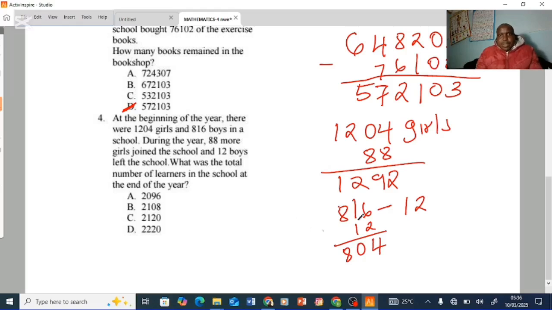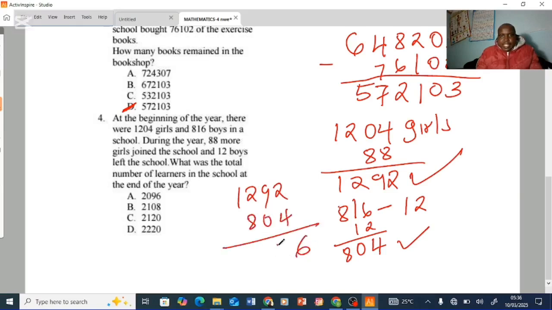So what will be the total? It is this new number of girls and the new number of boys you add. So it is 1292 plus 804. It will be 2096 learners.